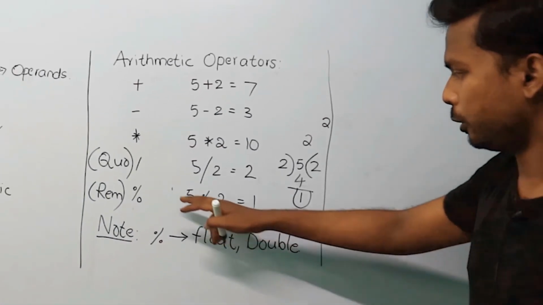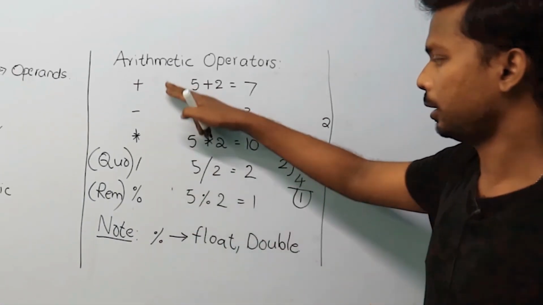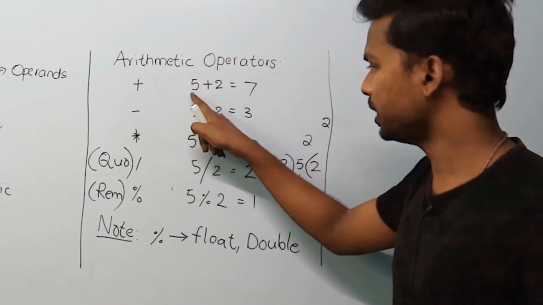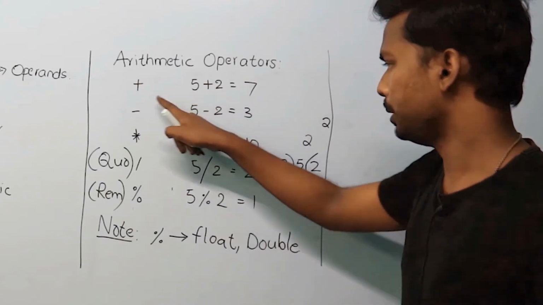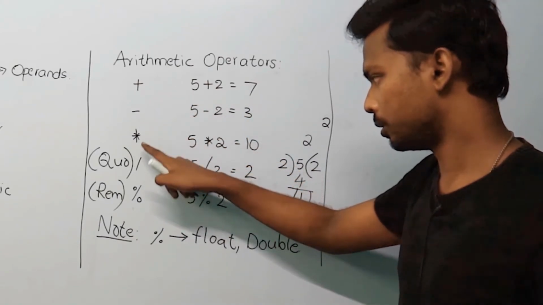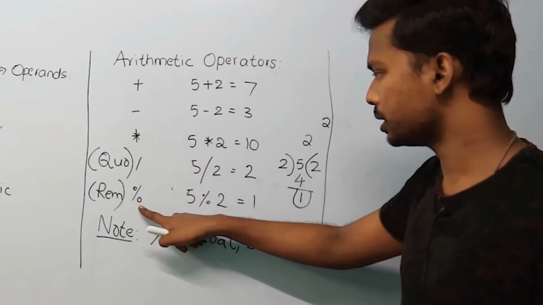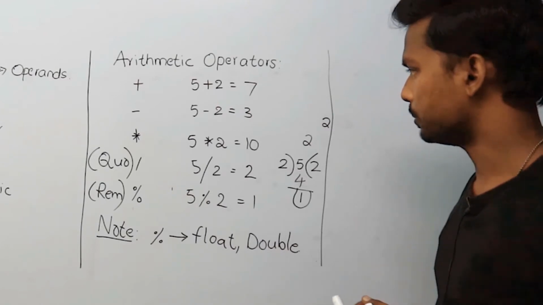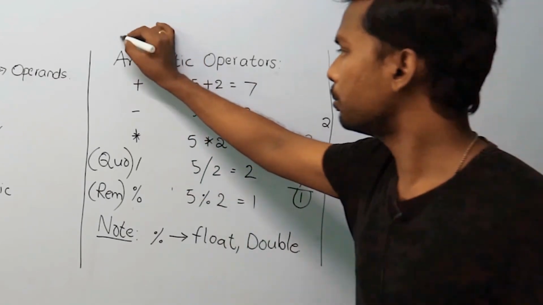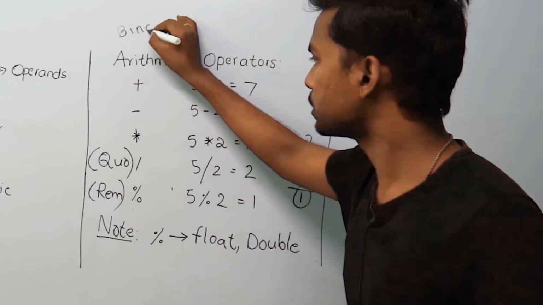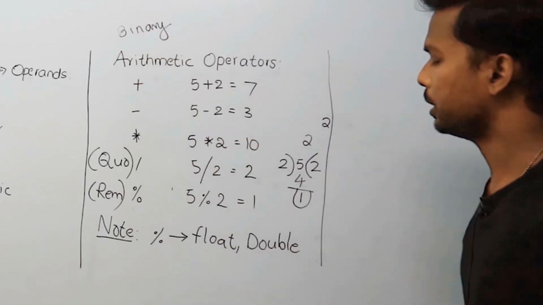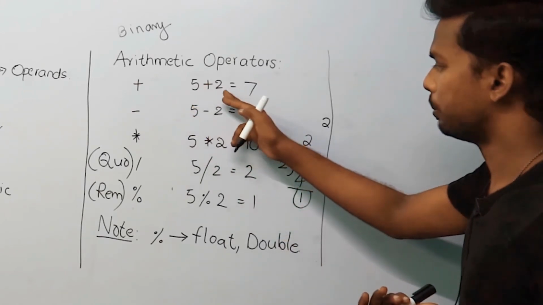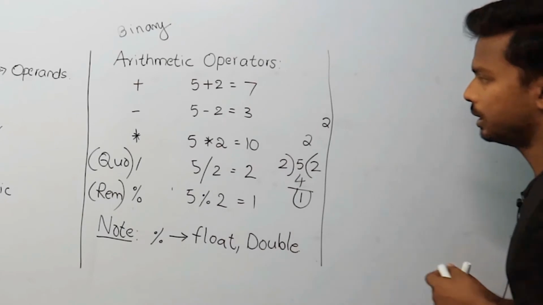One more important point is that these are called binary arithmetic operators, because at any given point of time, each operator deals with two operands. Be it plus, minus, divided by, into, or the modulus operator, it deals with two operands at a time. Bi means two. Since these operators deal with two operands, they are called binary arithmetic operators.